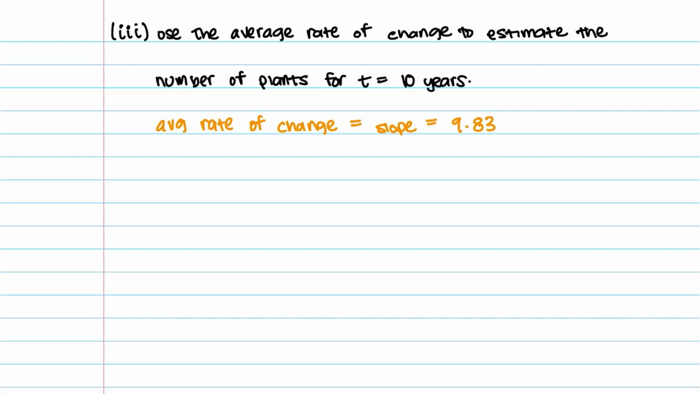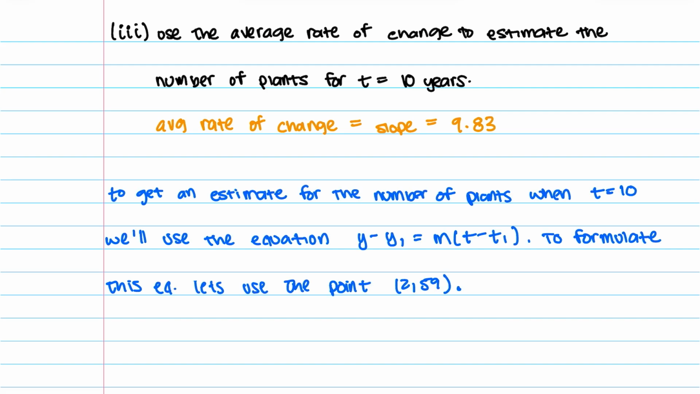Now, if you want to get an estimate for the number of plants when t is equal to 10, or in other words, 2023, we're going to have to use the equation y minus y1 is equal to m(t minus t1). We're going to have to first formulate this equation before we can actually calculate the number of plants when t is equal to 10. And so to formulate this equation, let's use a point that we already know. So we know that when t is equal to 2, representing the year 2015, we have 59 plants.